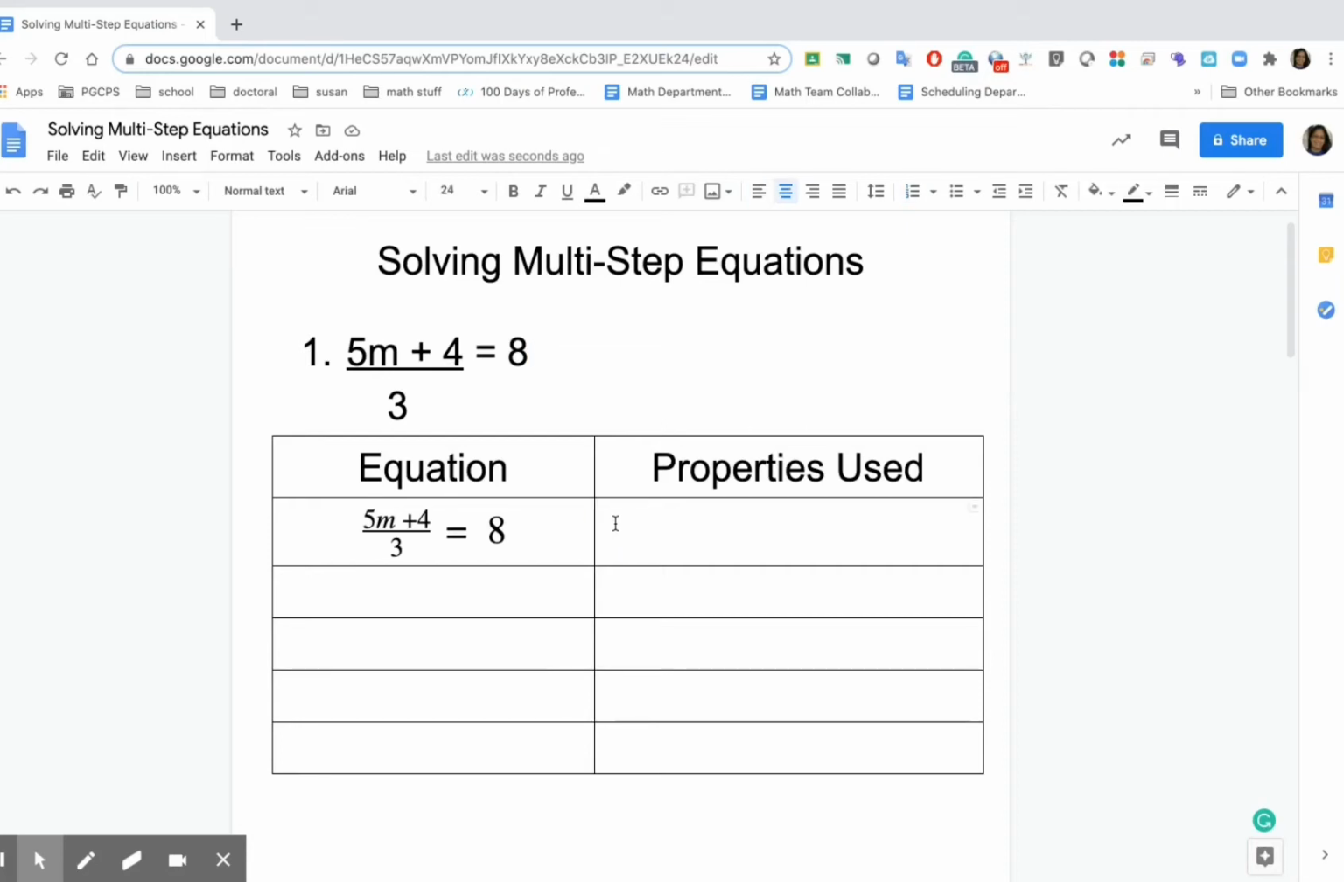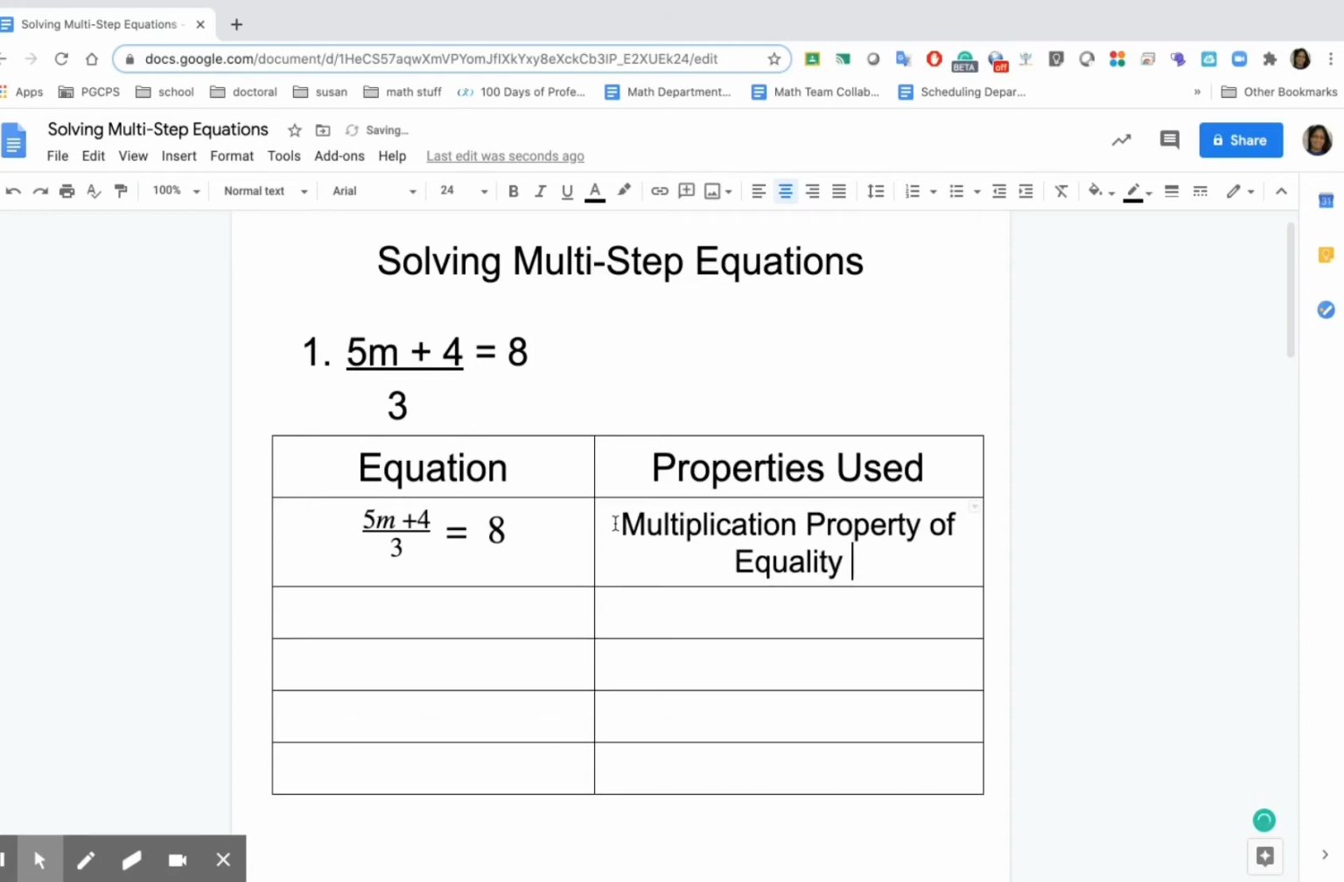We can do that by using first the multiplication property of equality. Which means we will multiply both sides of the equation by 3. So if we multiply the left side by 3, it will become 5m plus 4. And then the right side will be equal to 24. So the new equation is 5m plus 4 equals 24.